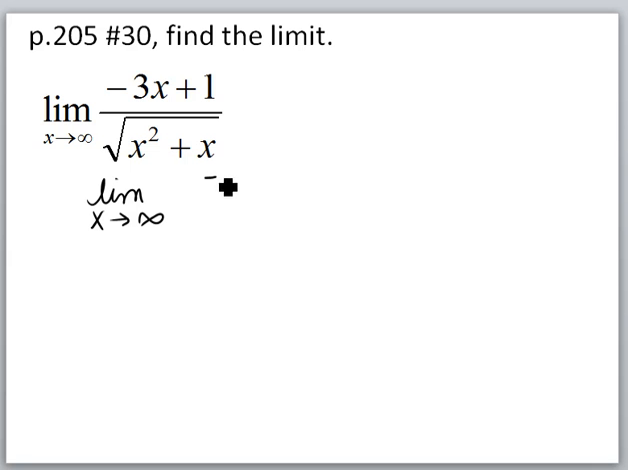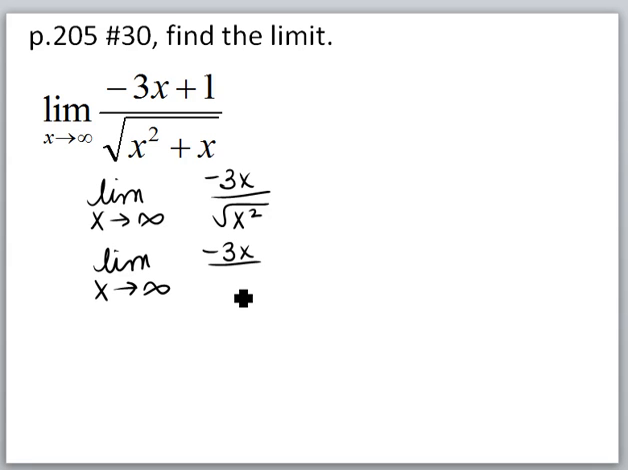So what I'm going to do is I'm going to pick the highest degree on top and the highest degree on the bottom, which in this case I have to keep the square root around it. What happens here then is I'm going to simplify this, and I get negative 3x over the square root of x squared is an x. But when you take the square root of something, you could get plus or minus that value. So since this is going to positive infinity, we're going to just say it's a positive x.